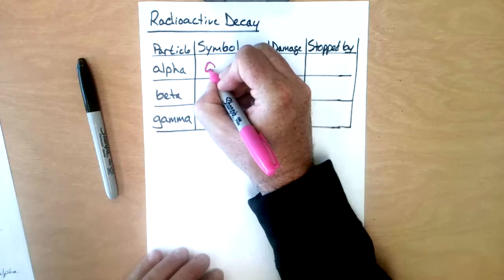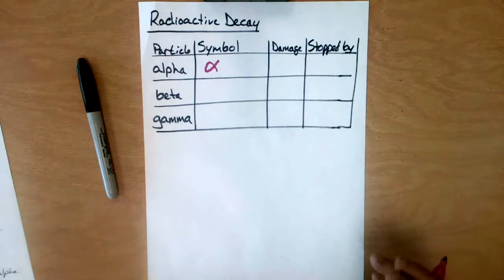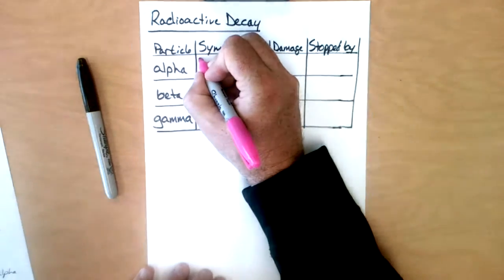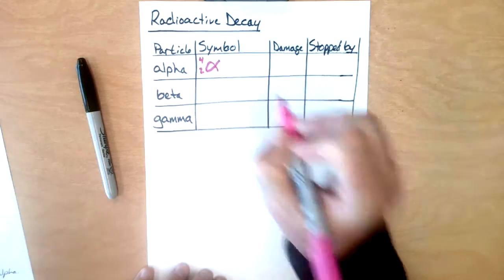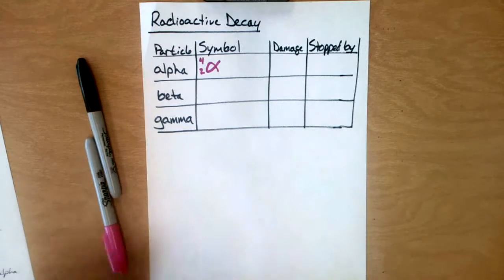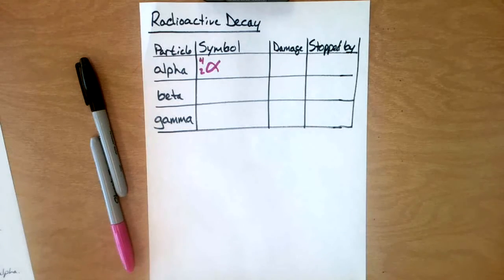Here's the alpha symbol. It looks like that. It's kind of like an A with a tail, or a fish or something like that. And it's referred to as a 4-2. All right, so what does that mean? What does that 4-2 mean?